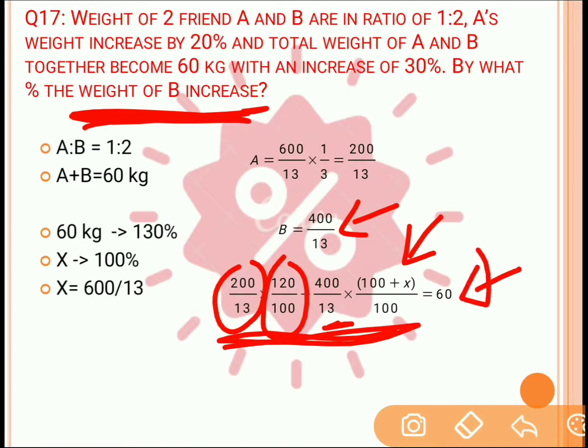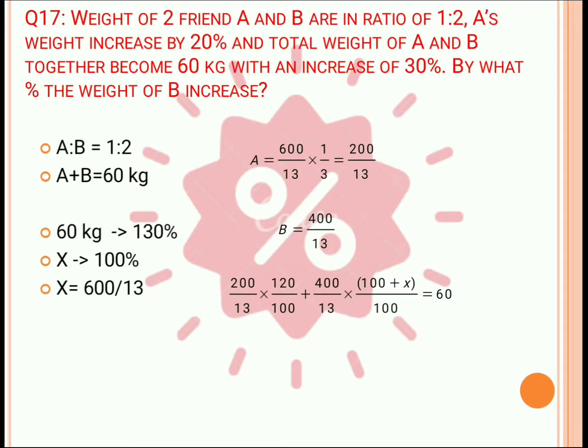60 kg. So 60 kg is the weight after the 30% increment of A and B together. So from here we can find out the value of X, which is nothing but the percentage weight increase of B. From this equation, X has been found out as 35%. It means when A is increased by 20%, B has to be increased by 35%, so that the overall weight of A and B is increased by 30%.